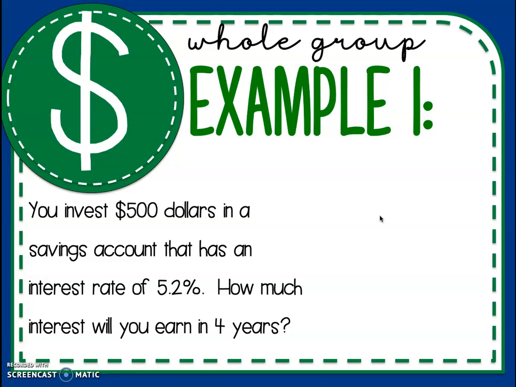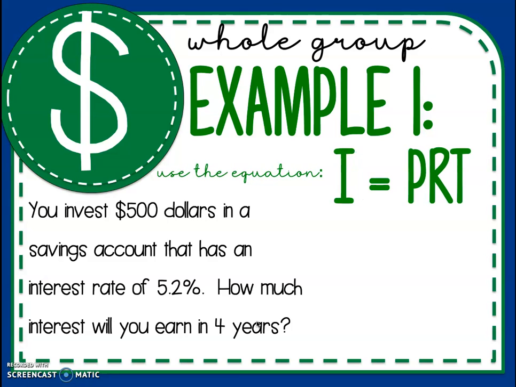It says you invest $500 in a savings account that has an interest rate of 5.2%. How much interest will you earn in 4 years? Okay, to show our work, we're going to use the equation I equals PRT. So we got to write that on our paper because it shows why we're multiplying all these things. So the first step for all of these problems is to write the equation I equals PRT.